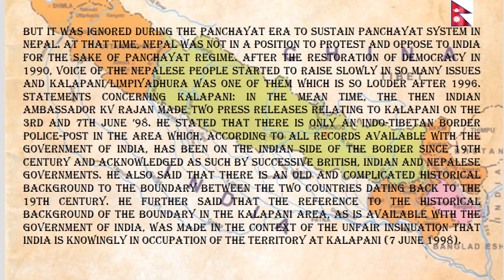He stated that there is only an Indo-Tibetan border police post in the area which, according to all records available with the government of India, has been on the Indian side of the border since the 19th century and acknowledged as such by successive British, Indian and Nepalese governments. He also said that there is an old and complicated historical background to the boundary between the two countries dating back to the 19th century.